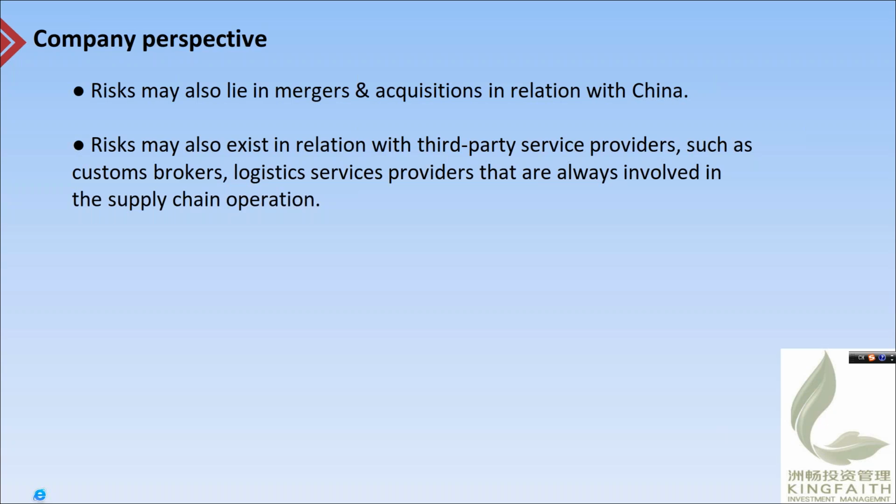And moreover, risks may also exist in relation to third-party service providers. As we already mentioned in the case study, third-party service providers, such as customs brokers and logistics service providers, are always involved in the supply chain operation. The third-party service provider usually regards fast customs clearance as its first priority, and attaches low importance to customs compliance. So this could also pose potential risks for enterprises.